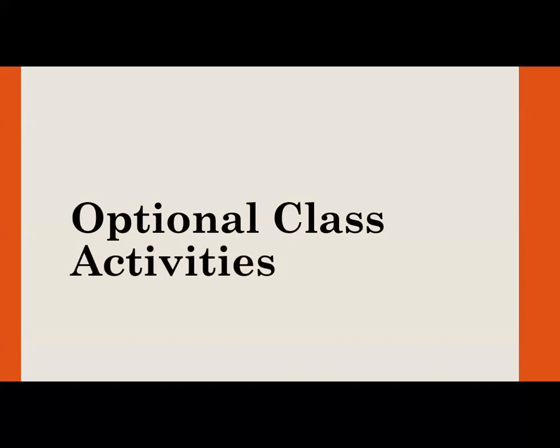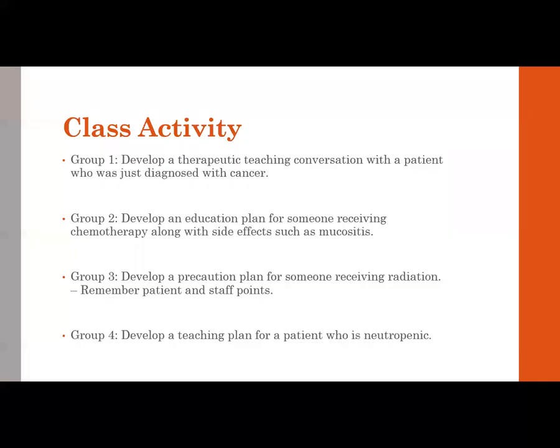So these are some optional activities that you can do at home that might help you when you're doing critical thinking. The first one is to develop a therapeutic teaching conversation with a patient who is just diagnosed with cancer, learning how to talk to patients and what you need to do. The second one is developing an education plan for someone receiving chemotherapy along with the side effects. The third one is developing a precaution plan for someone receiving radiation, remembering both your patient and staff points. And the fourth one is teaching the care plan for a patient who is neutropenic.